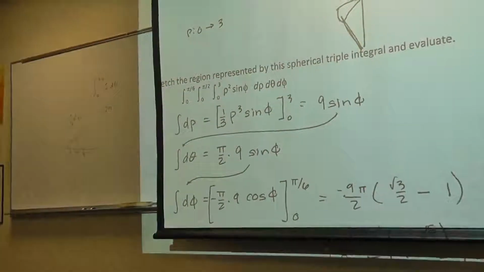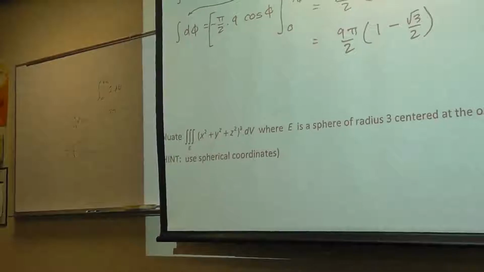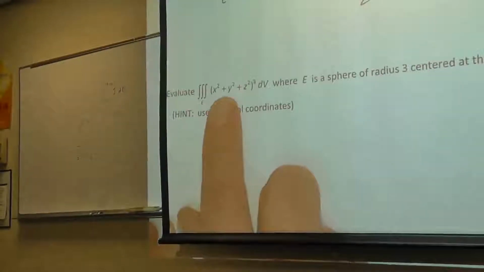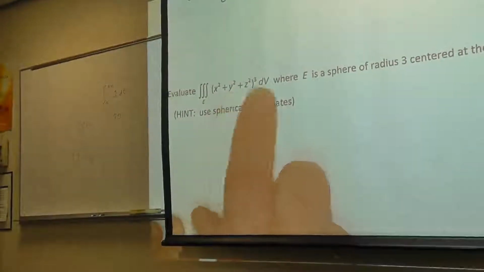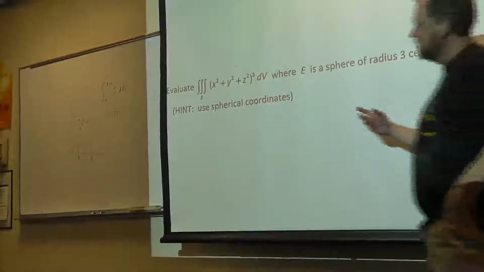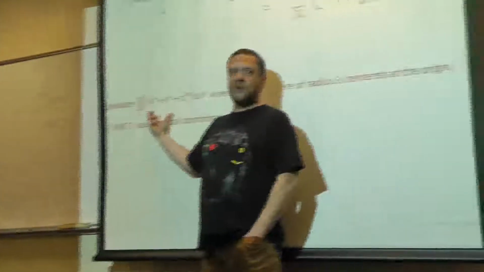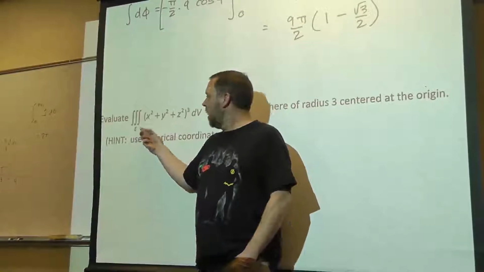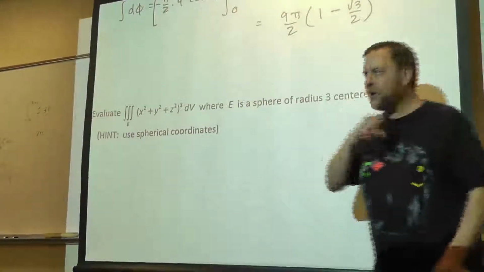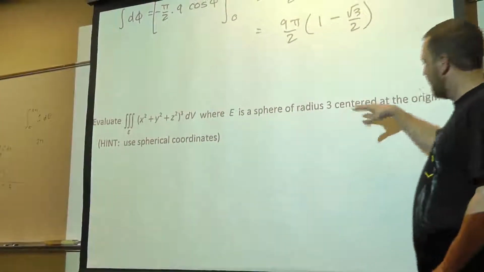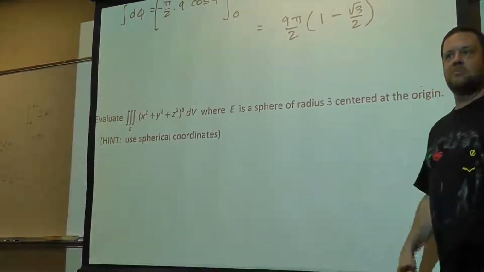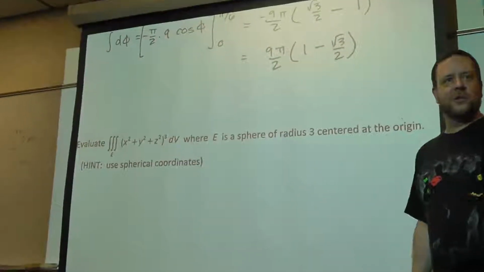Alright. Let's see. This one's pretty easy. Here's a convert from rectangular to spherical. You're doing the triple integral over a three-dimensional volume of this function, which works really well with spherical coordinates, where E, the solid region you're integrating over, is a sphere of radius 3 centered at the origin. The full sphere of radius 3 centered at the origin.